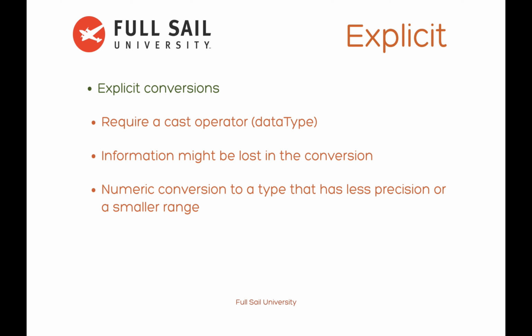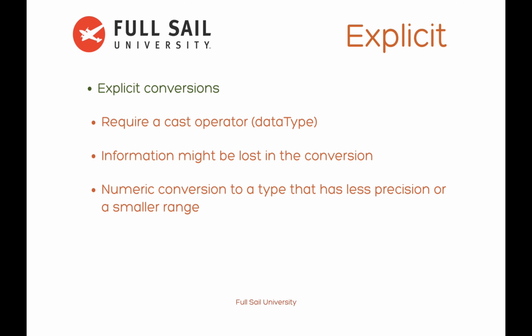The big thing about explicit conversions is information might be lost. This is key. You can lose precision, you can lose numbers, you can actually lose a lot of stuff in explicit conversions. That's why the IDE tries to not get you to do it, and that's why you have to specifically convert it.